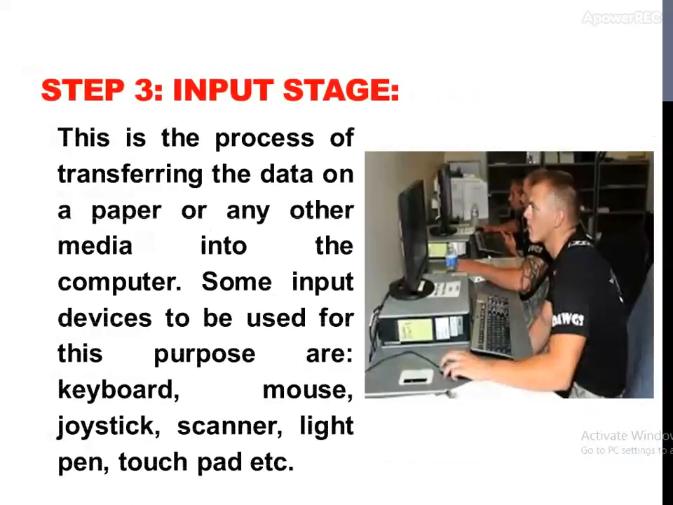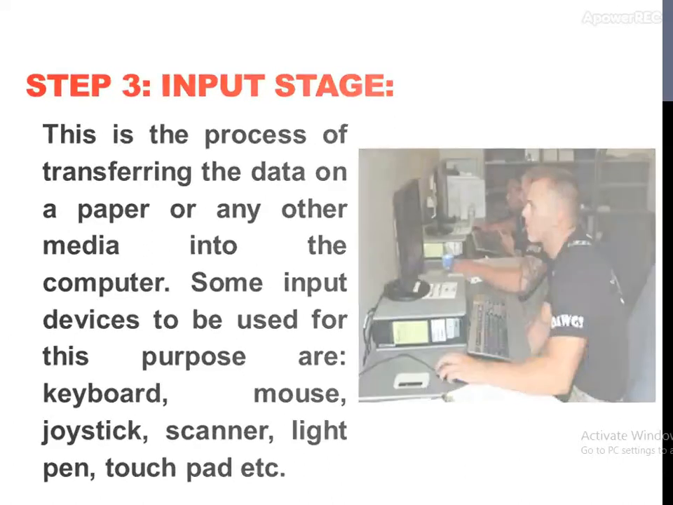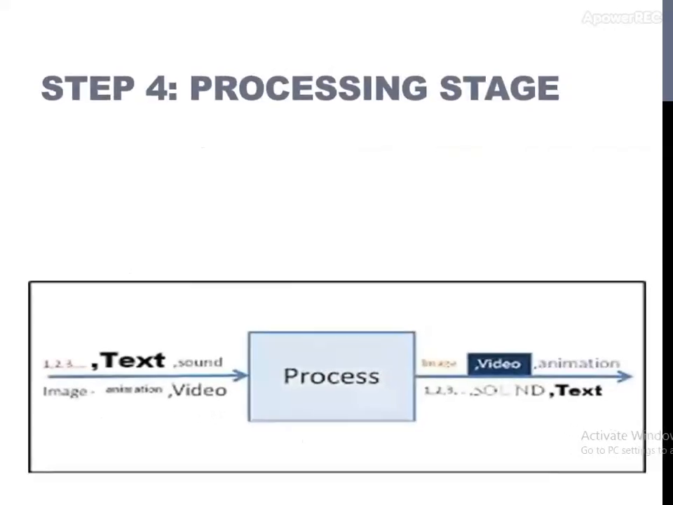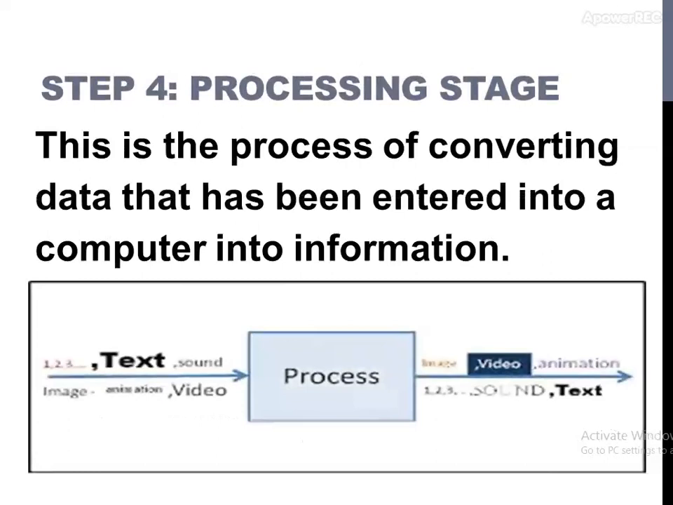At this stage, you are expected to transfer the data on the paper or any media into the computer system. You will make use of some input device to do this. Examples of input devices you use for doing this are the keyboard, mouse, joystick, scanner, light pen, touchpad, and so on. Then after you have inputted the data into the computer, we move to the next stage called the processing stage.